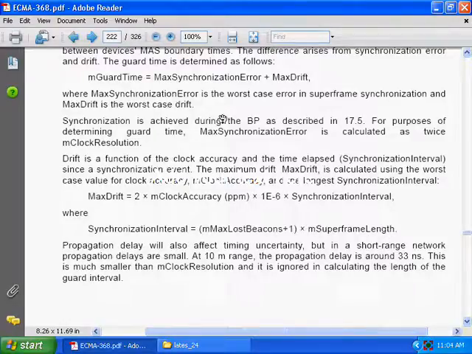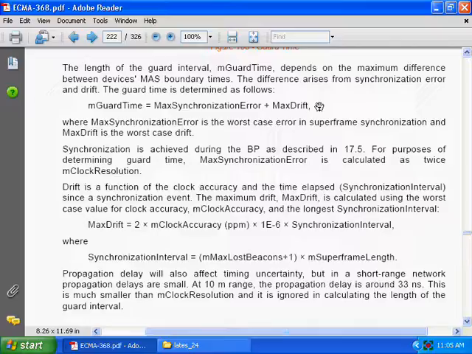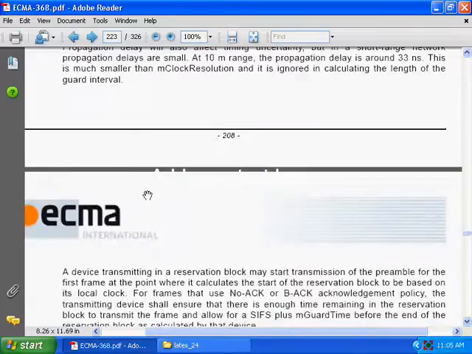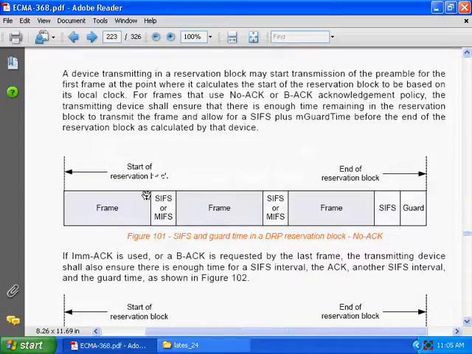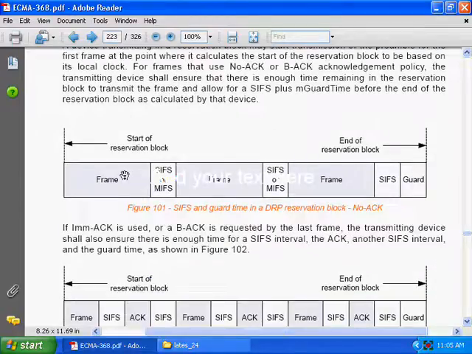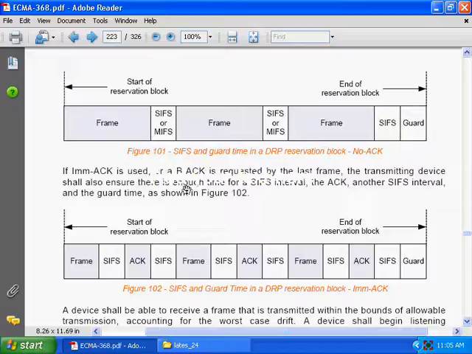So by these three formulas they are doing the synchronization: guard time calculation, max drift calculation, and synchronization interval calculation. Now if you look at this figure, here they have explained how the SIFS and guard time work in the DRP reservation block, with the synchronization and guard time and everything.